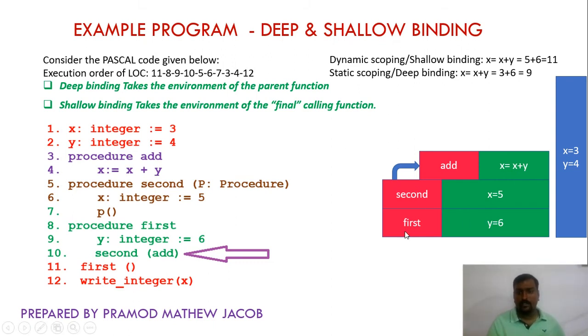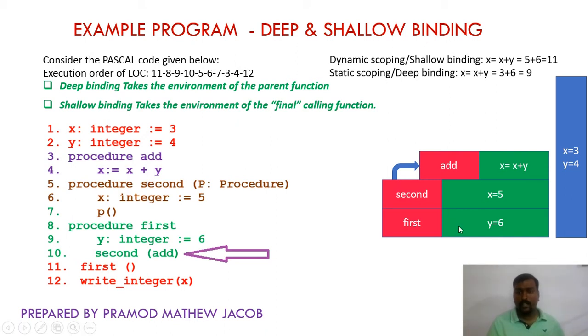So in first there is no declaration for x. So it will take the global value of x. The global value of x equal to 3. And there is a redefinition of y in the function first. So the y value will be taken as 6. 6 plus 3, which is equal to 9.